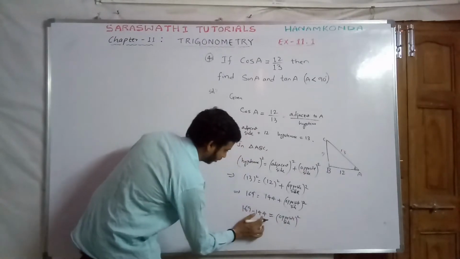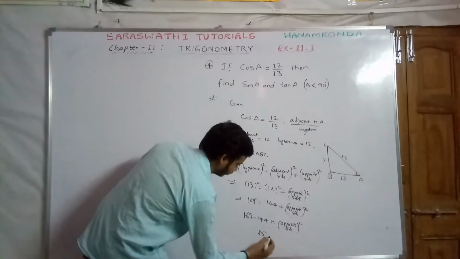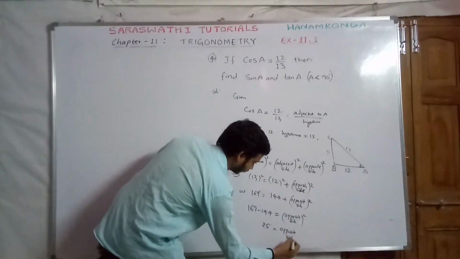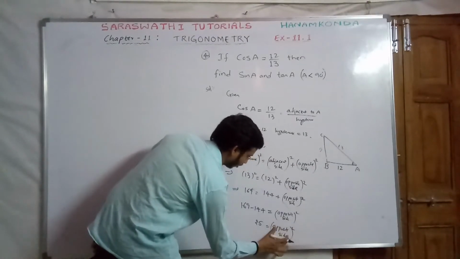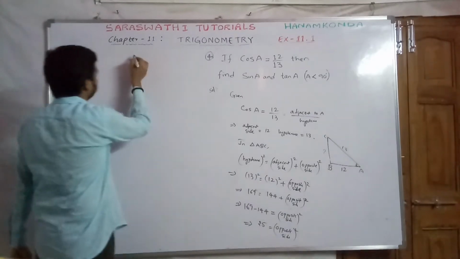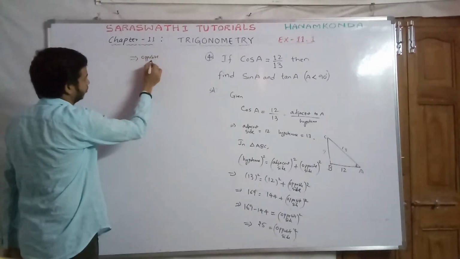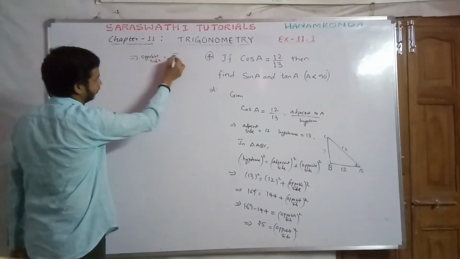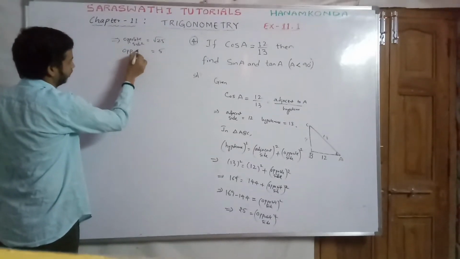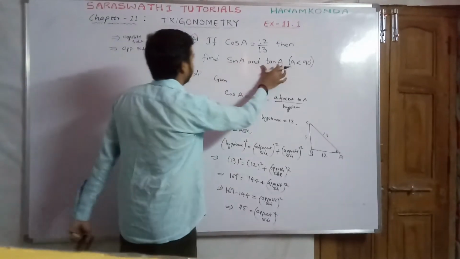So 169 minus 144: 9 minus 4 is 5 and 6 minus 4 is 2, so it equals 25, which is the opposite side square. That means the opposite side equals root of 25, which equals 5. Therefore we have obtained the opposite side as 5. So now find sin A and tan A.